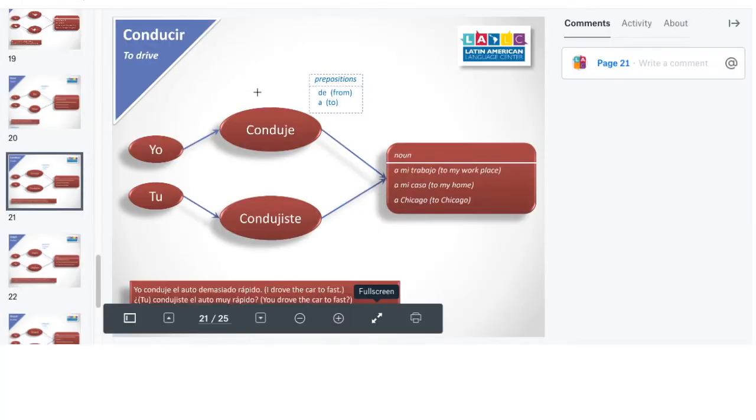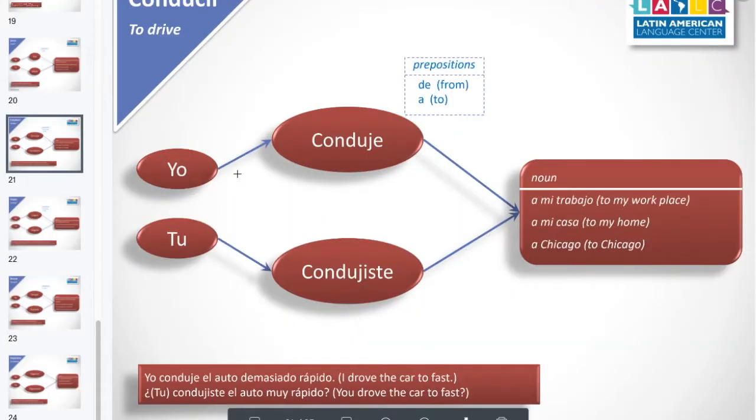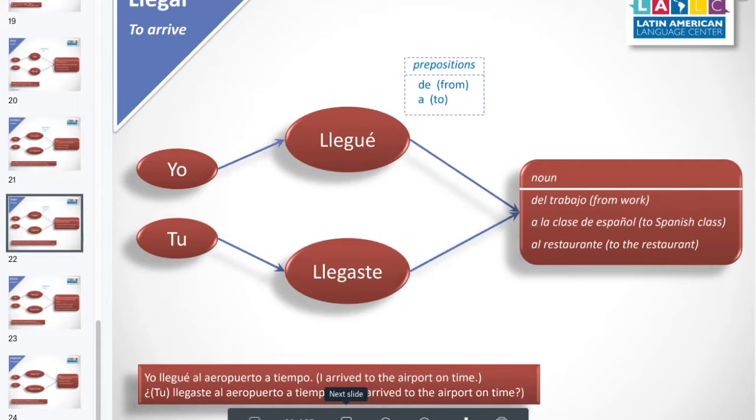Conducir, remember, change this to J too, besides traer. Conduje a mi trabajo, like I drove to my work, right? ¿Tú condujiste a tu trabajo? Did you drive to your work? Right? Another kind of question.